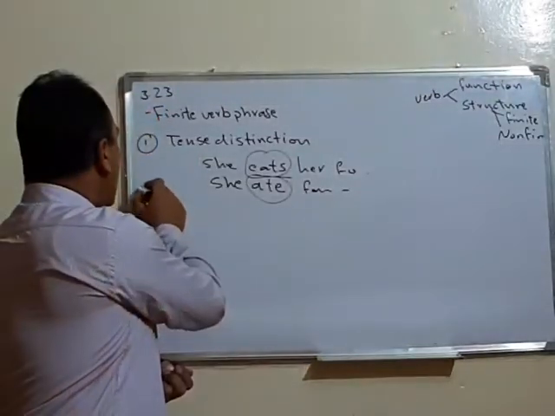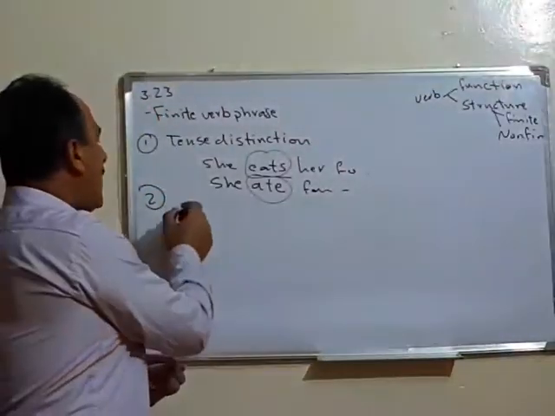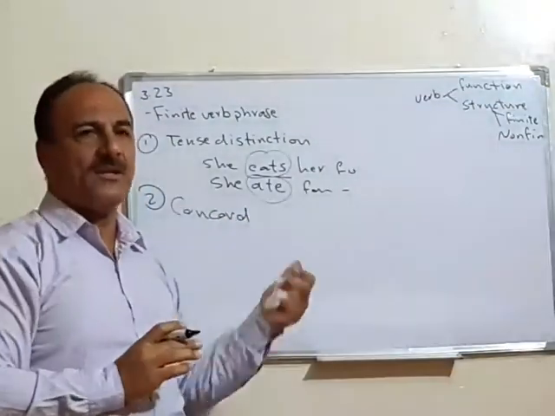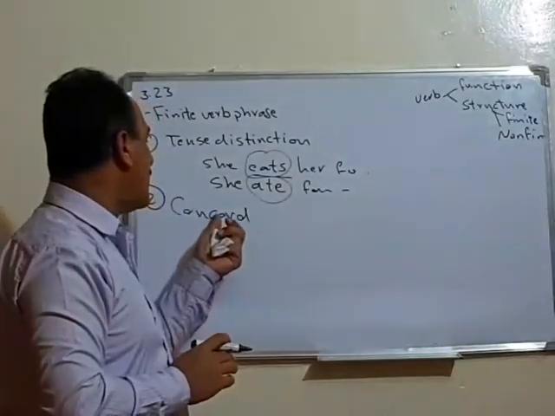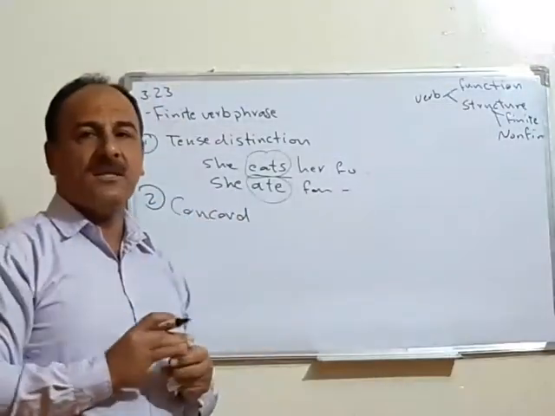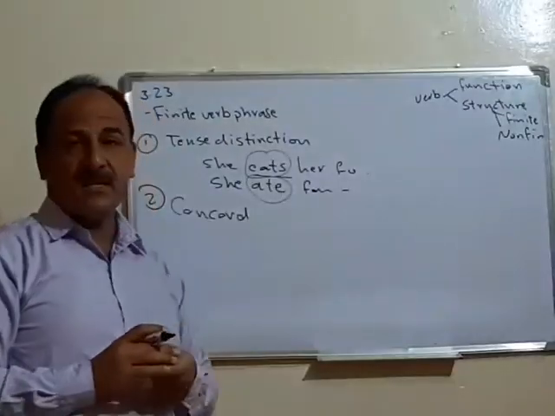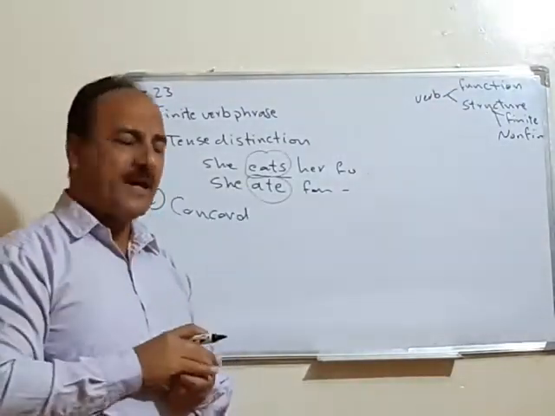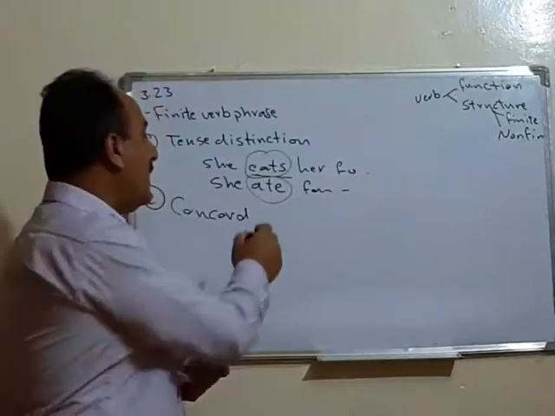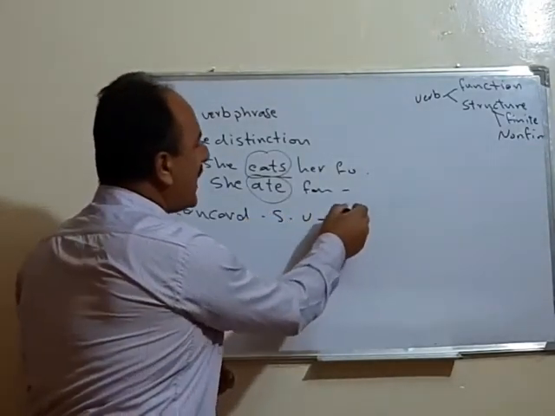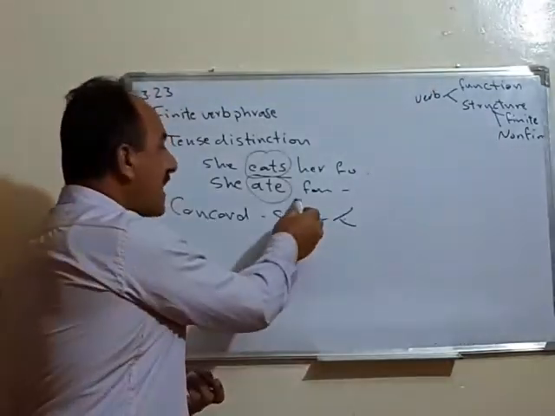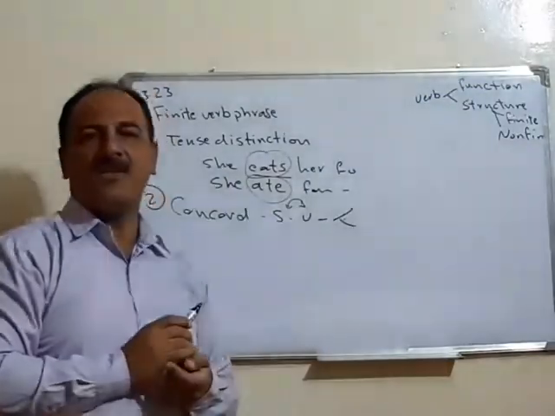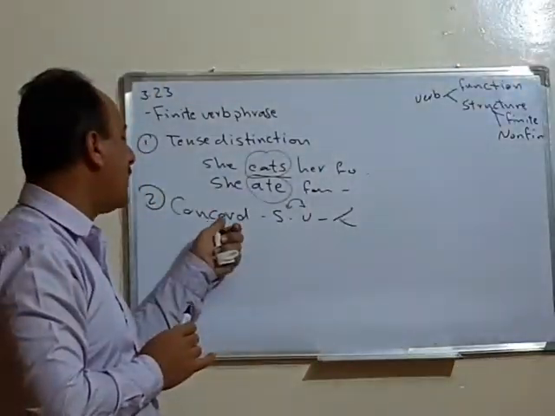The second condition is what we call concord. Some grammarians call it agreement, and others call it concord. Concord means there is agreement between sentence elements. But today we are going to focus on one kind of concord, that between the subject and the verb, regardless of the type of the sentence. So if there is concord between the subject and the verb in the clause or sentence, then this verb is what we call finite.